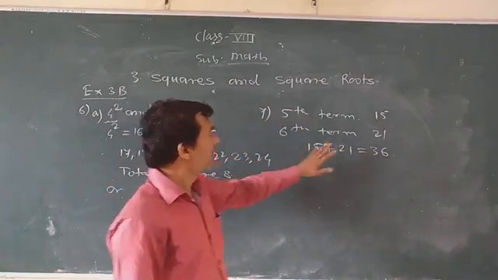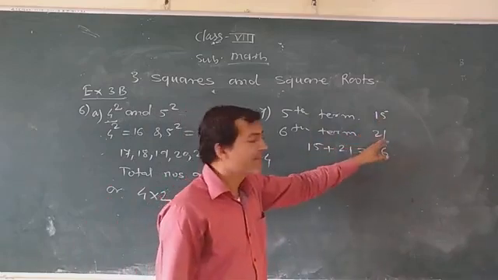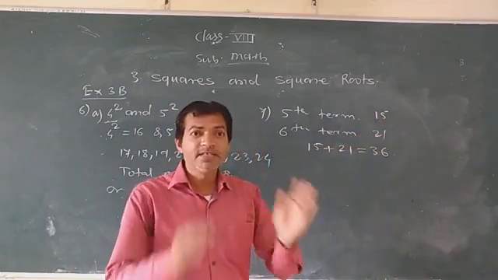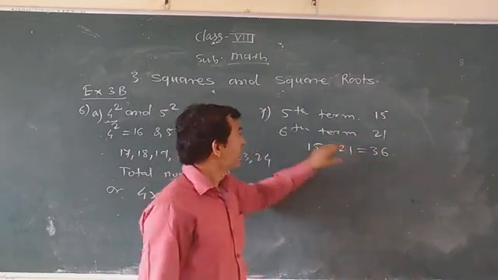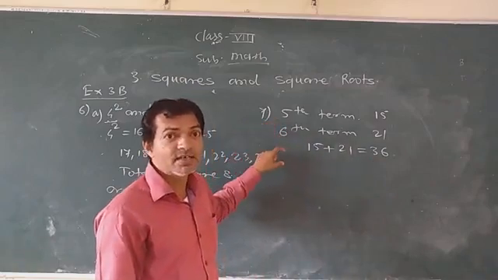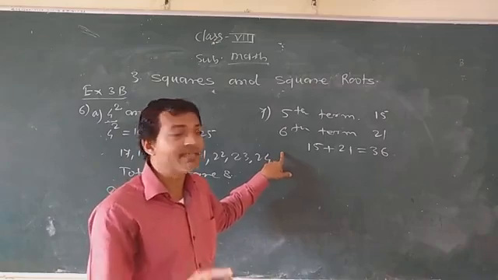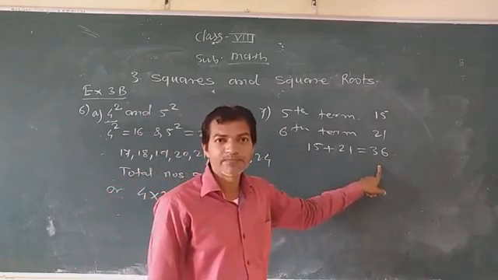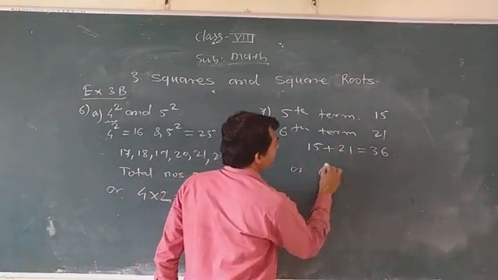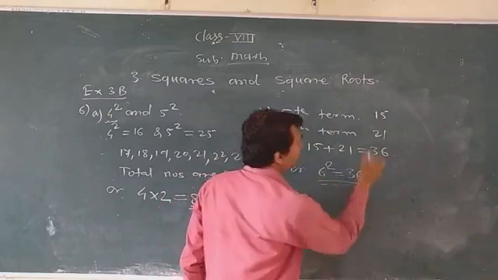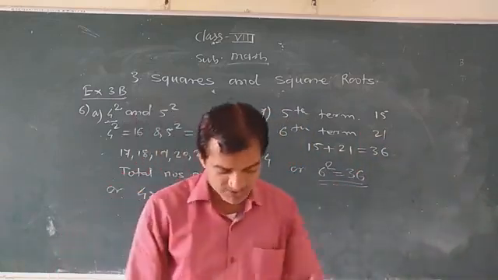But suppose you don't know how many dots are in the fifth term and the sixth term. Then what do you have to do? You have to square the greatest number. The square of the greatest number is the answer. No need to write like this; you can write directly 6 square is equal to 36. So this is your answer. Understood?